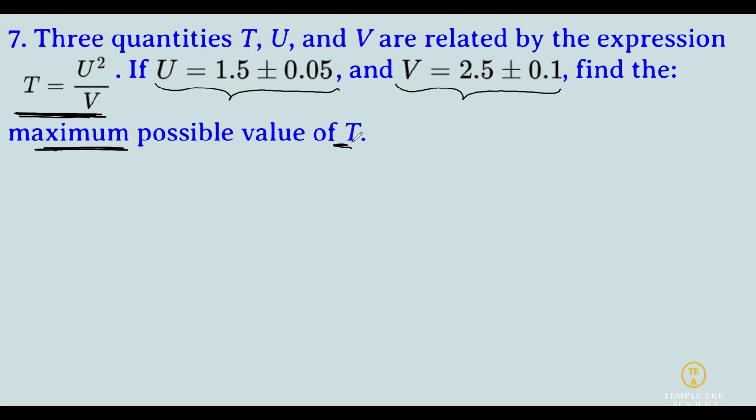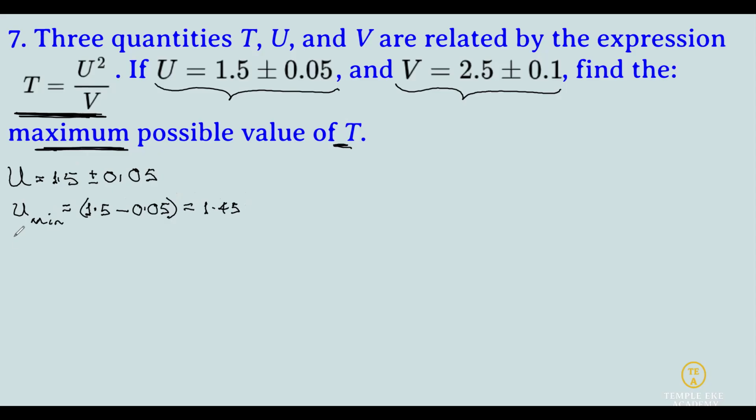Let us get the maximum and minimum values of U from the expression of U. U is actually 1.5 plus or minus 0.05. It implies now that U minimum, which is the lower bound of U, is going to be the actual value, which is 1.5, minus the possible error, 0.05. And we can easily evaluate this. 1.5 minus 0.05 gives us 1.45.